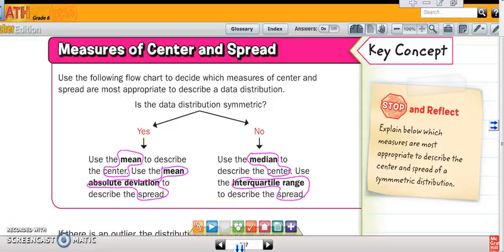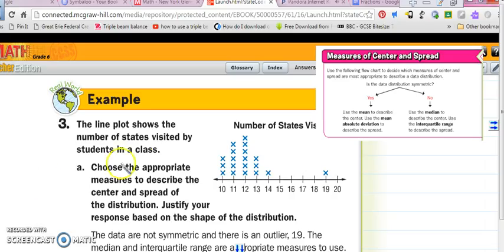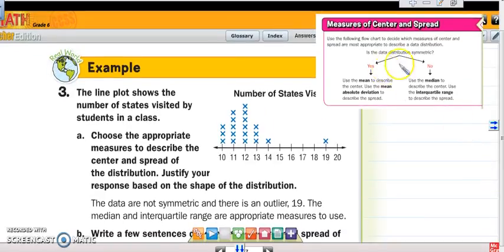Okay? So let's look at an example and we're going to do this together. Here's my little chart just so I have it. We need to find the measure of center, so that's either the mean or the median, and then the spread. So mean absolute deviation or interquartile range. So first thing I'm going to do is split this in half. And I ask my question. Is the data symmetric? It is not. So since it is not, I'm going to find the median and interquartile range of the data. Are we all good with that?